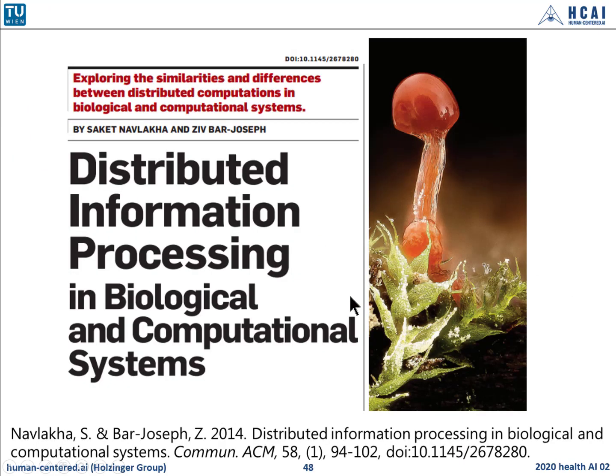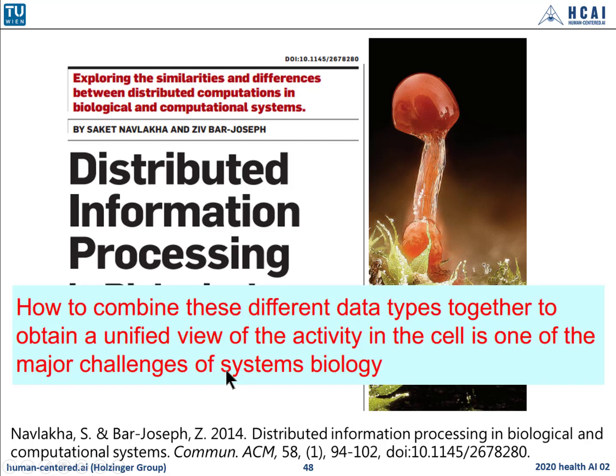So you see this here. This is a famous paper by Joseph, distributed information processing in biological and computational systems, and the main essence is how to combine these different data types together to obtain a unified view of the activity in the cell, which is one of the major challenges of systems biology, and of much more, of course.